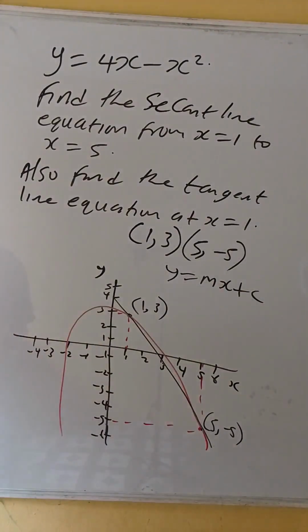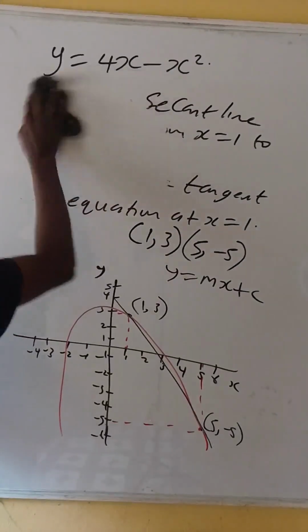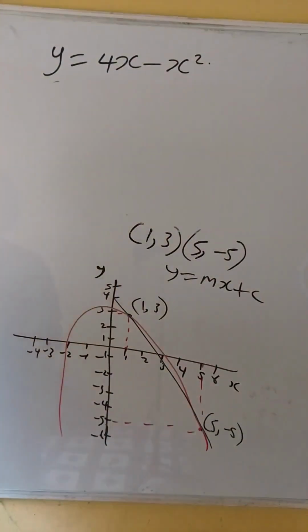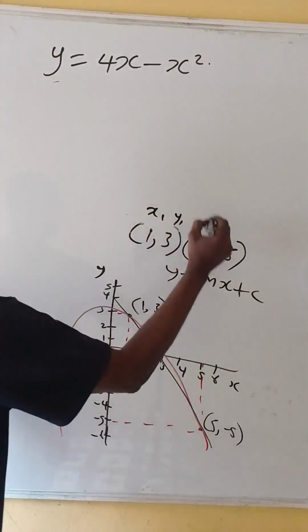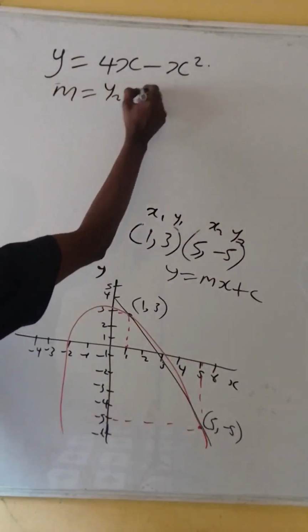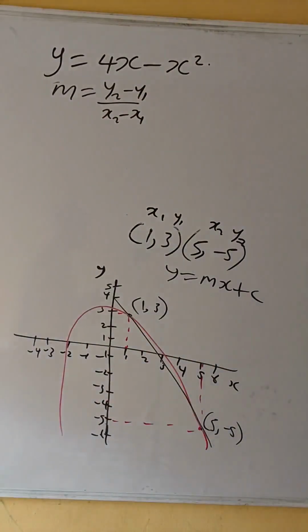So let's go ahead and find that now. Let me find the gradient. Let me give space. It's very easy to find the gradient using the formula. So this is going to be my x1, y1, x2, y2. My gradient is y2 minus y1 over x2 minus x1.